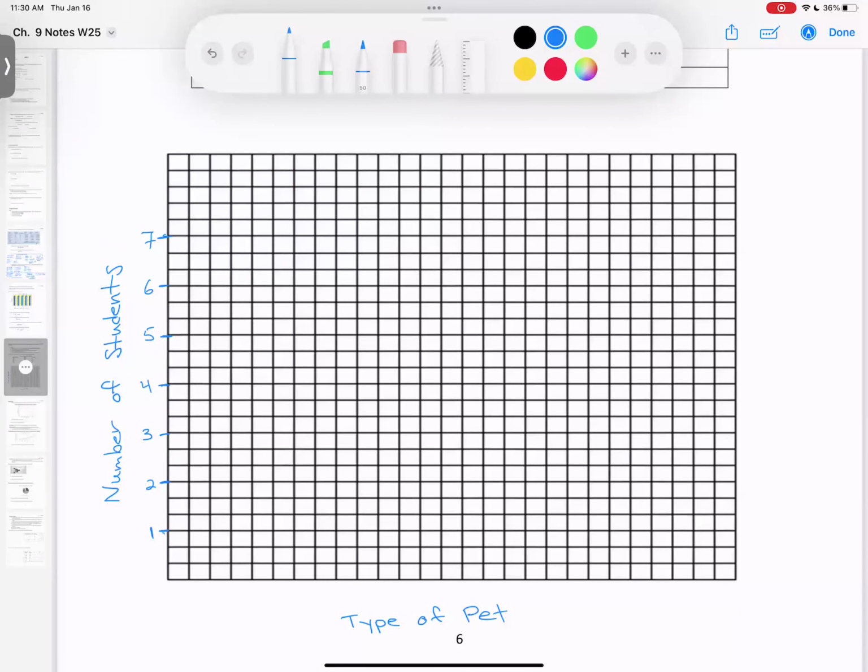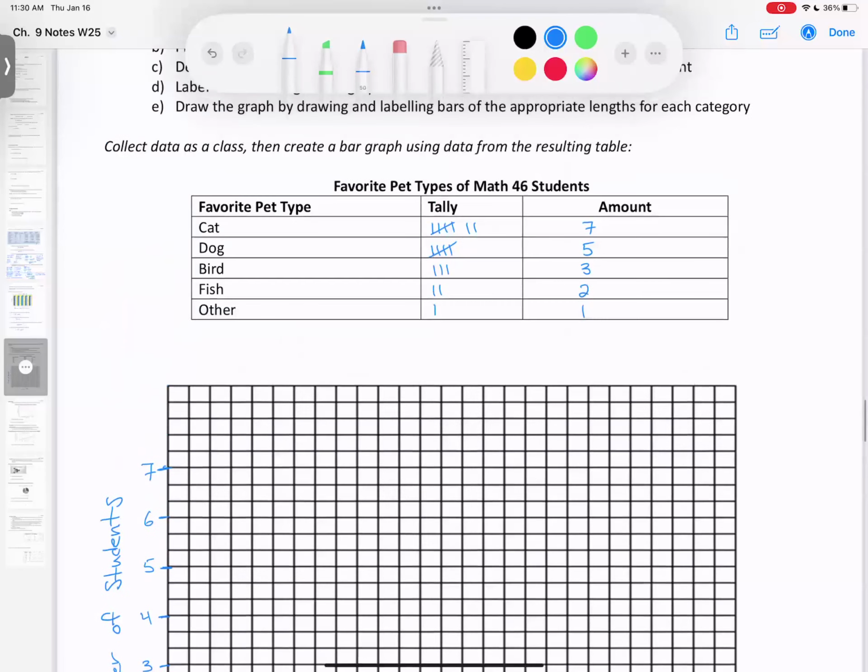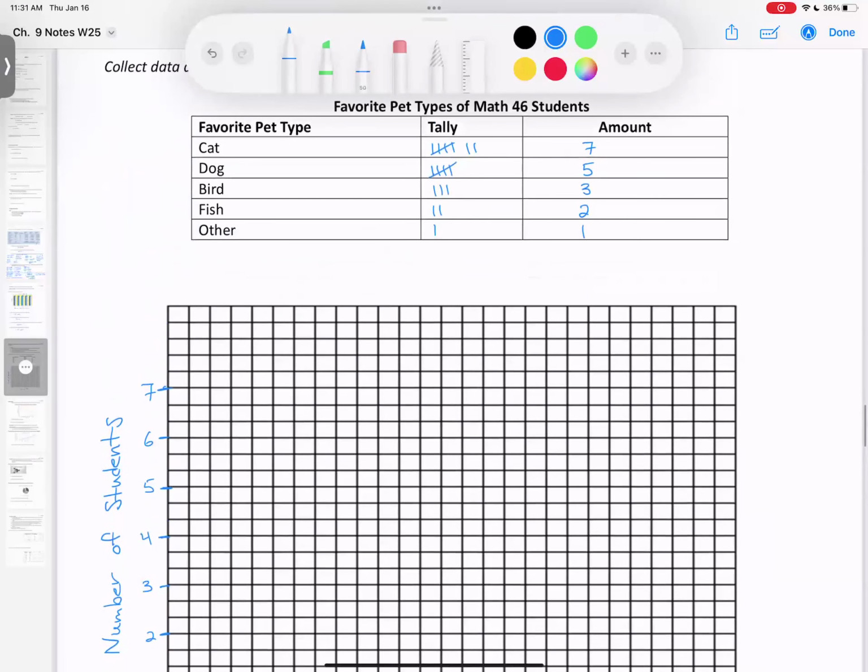So our title should explain what this graph is about. And so this is telling us the favorite pet of various students. So let's say this is of Math 46, that actually I've already given you a pretty good title. We can put that down right here. So it's going to be the favorite pet of Math 46 students. Okay, so now we have a title.